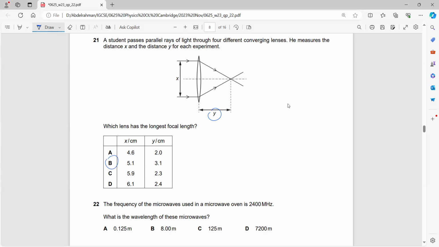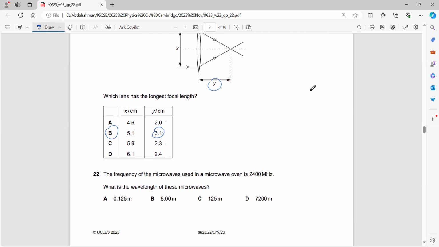That's it. Y is the longest, 3.1 is longer than 2 and 2.3 and 2.4. That's all there is to this question. I thought there's more than one lens. Okay.